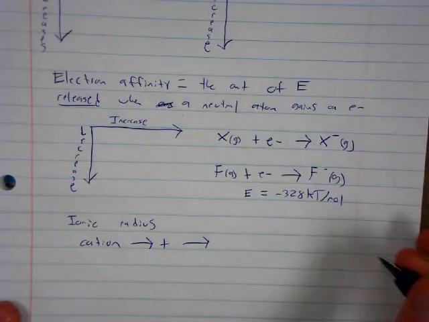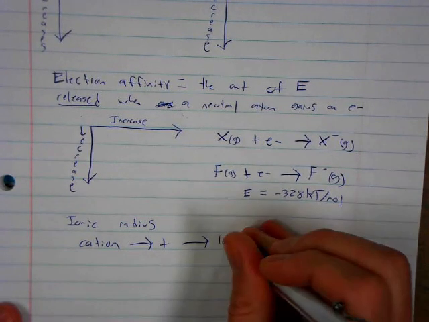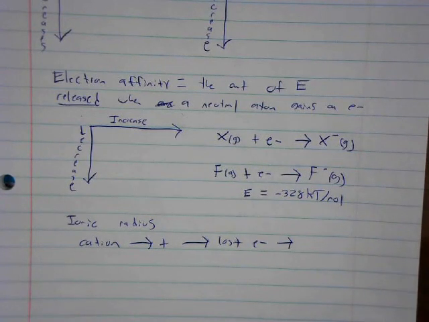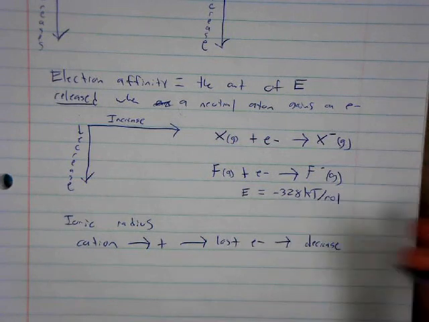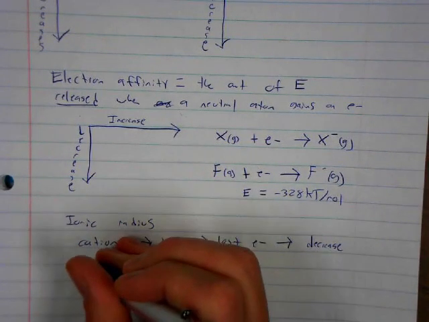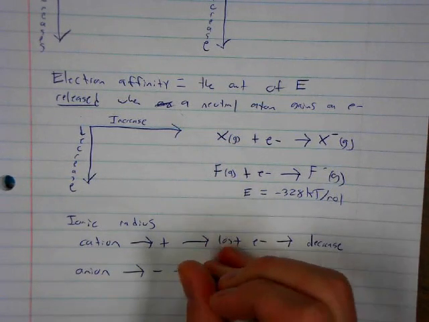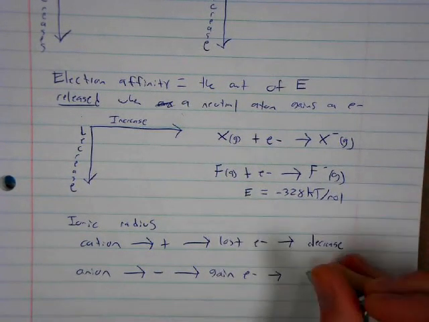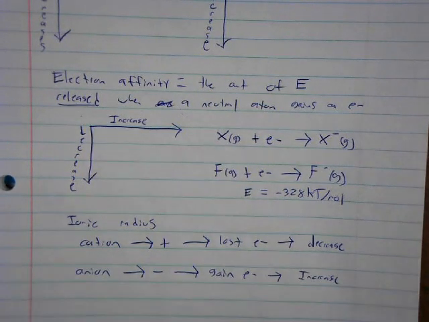Last thing is ionic radius. Ionic radius depends on if it's a cation or an anion, right? If it is a cation, it's going to be what charge? Positive, because it did what? How do you become positive? Lose an electron. Because it lost electrons. If I'm losing electrons, what's going to happen to my ionic radius? Decrease. It's going to decrease.